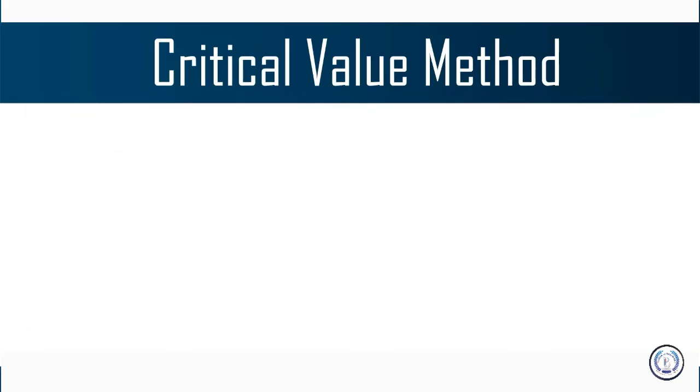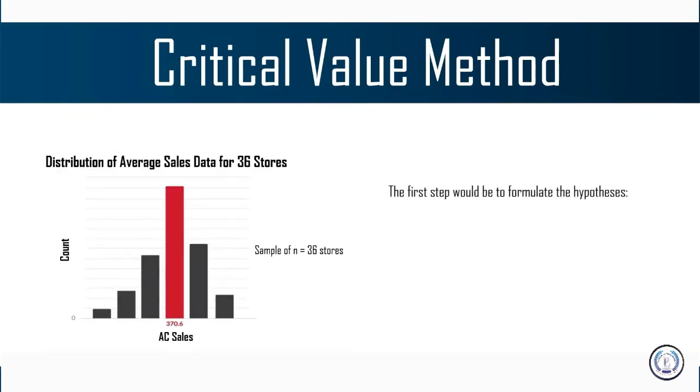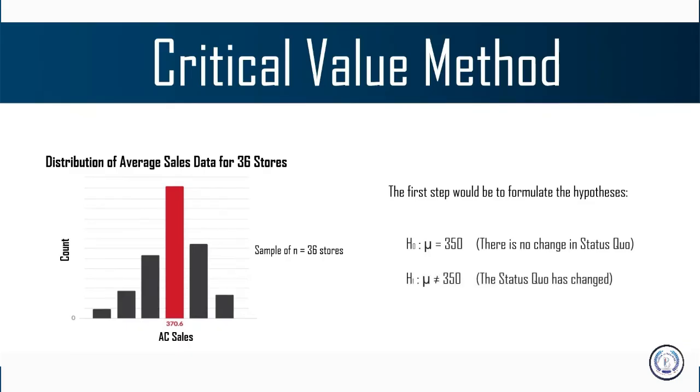So now you need to formulate the hypothesis. The first step in formulating the hypothesis is that H naught is equal to 350, so there's no change in the status quo, and H1 is not equal to 350, which, as I explained, means the status quo has changed in the alternate hypothesis, which is just the opposite of the null hypothesis.